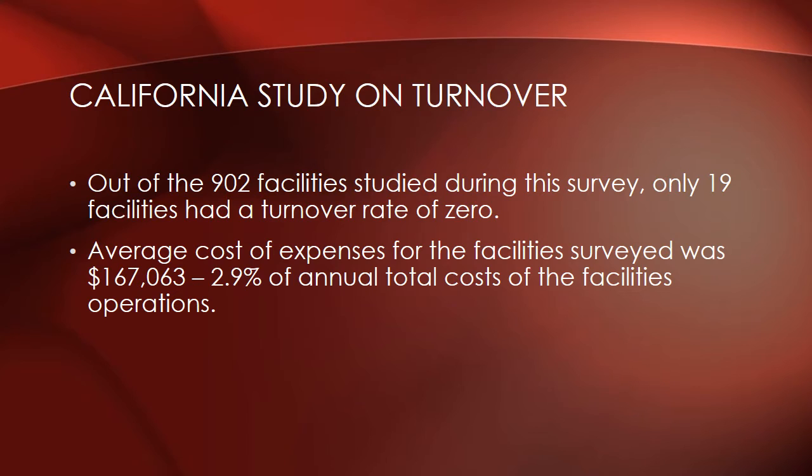That's always our goal. So the average cost of expenses for the facilities surveyed was $167,063, 2.9% of their annual total costs of the facility's operations. Now, you want to take a look at that large amount of an expense, close to $200,000.